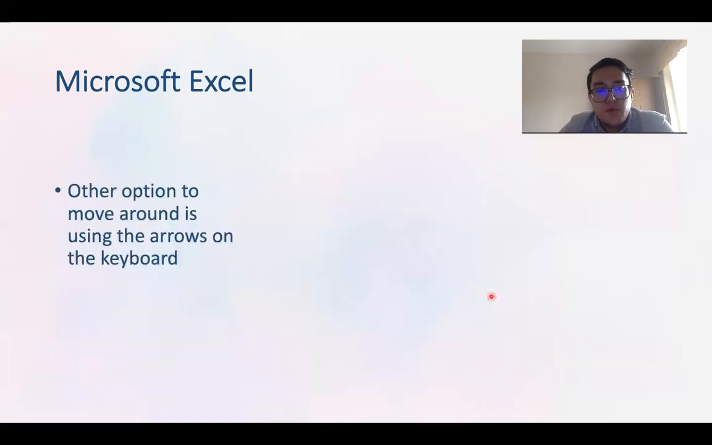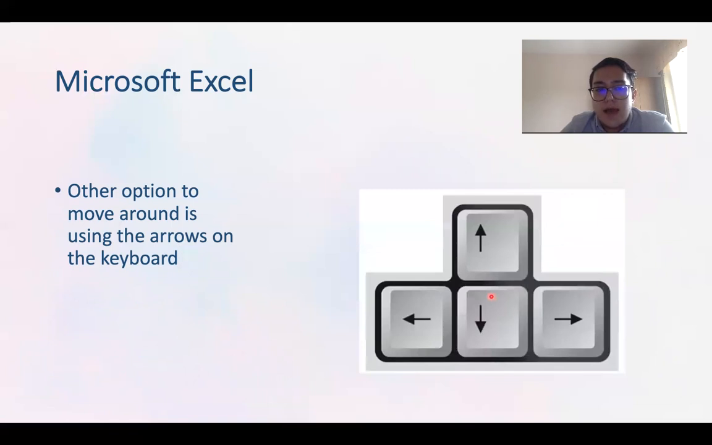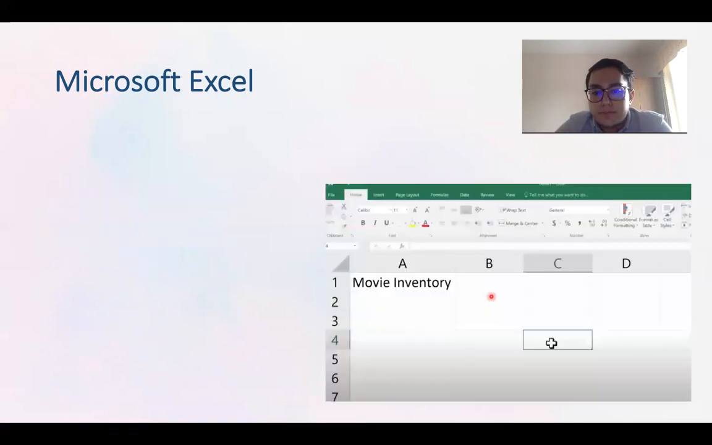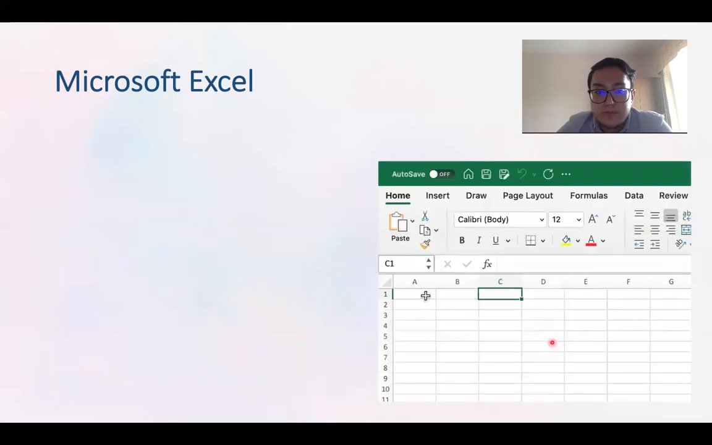Another option to move around is using the arrow keys on the keyboard. You can move around using these arrows. Also, you can use your mouse to choose which cell you need to go to. You can click on this cell, click on this cell, or any way you want to move.